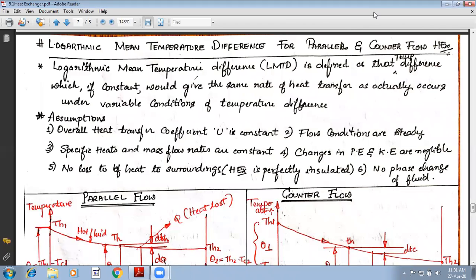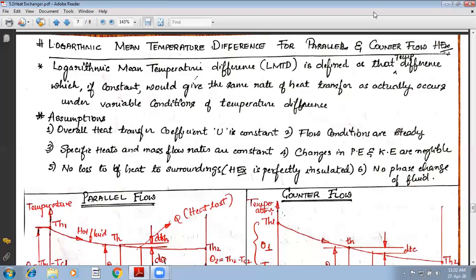Now, we have already discussed LMTD is nothing but logarithmic mean temperature difference, which if we keep that constant, it will give us the same rate of heat transfer as actually occurs under variable conditions.